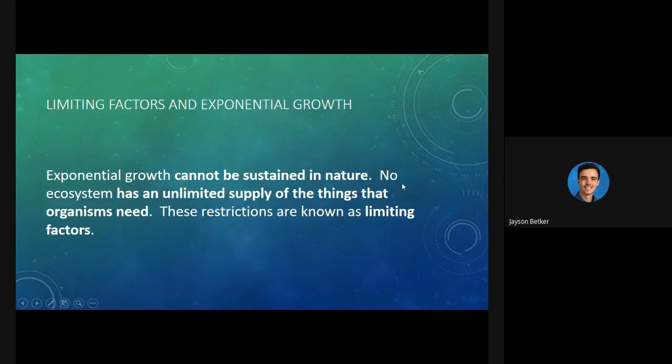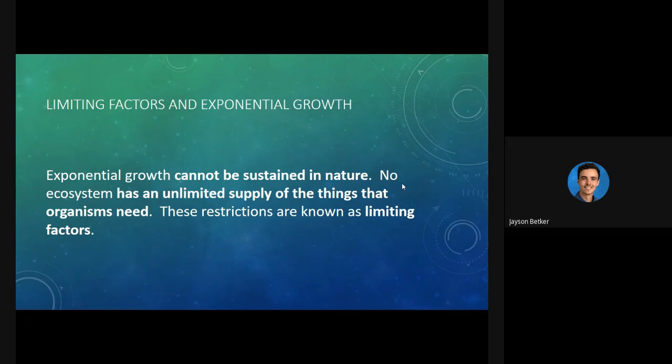So without any sort of limit to the population, we'll talk about what these are called later, the population will grow at an exponential rate. Now that seems like a good thing, but it's actually not, because exponential growth cannot be sustained in nature. Remember, we talked about ecosystems being sustainable. Well, an ecosystem has to be able to sustain the entire population and all of the nutrients that it needs. There's no ecosystem that has an infinite amount of resources. So having an exponential growth of a population doesn't make sense. You can't sustain it. No ecosystem has an unlimited supply of everything that organisms need.